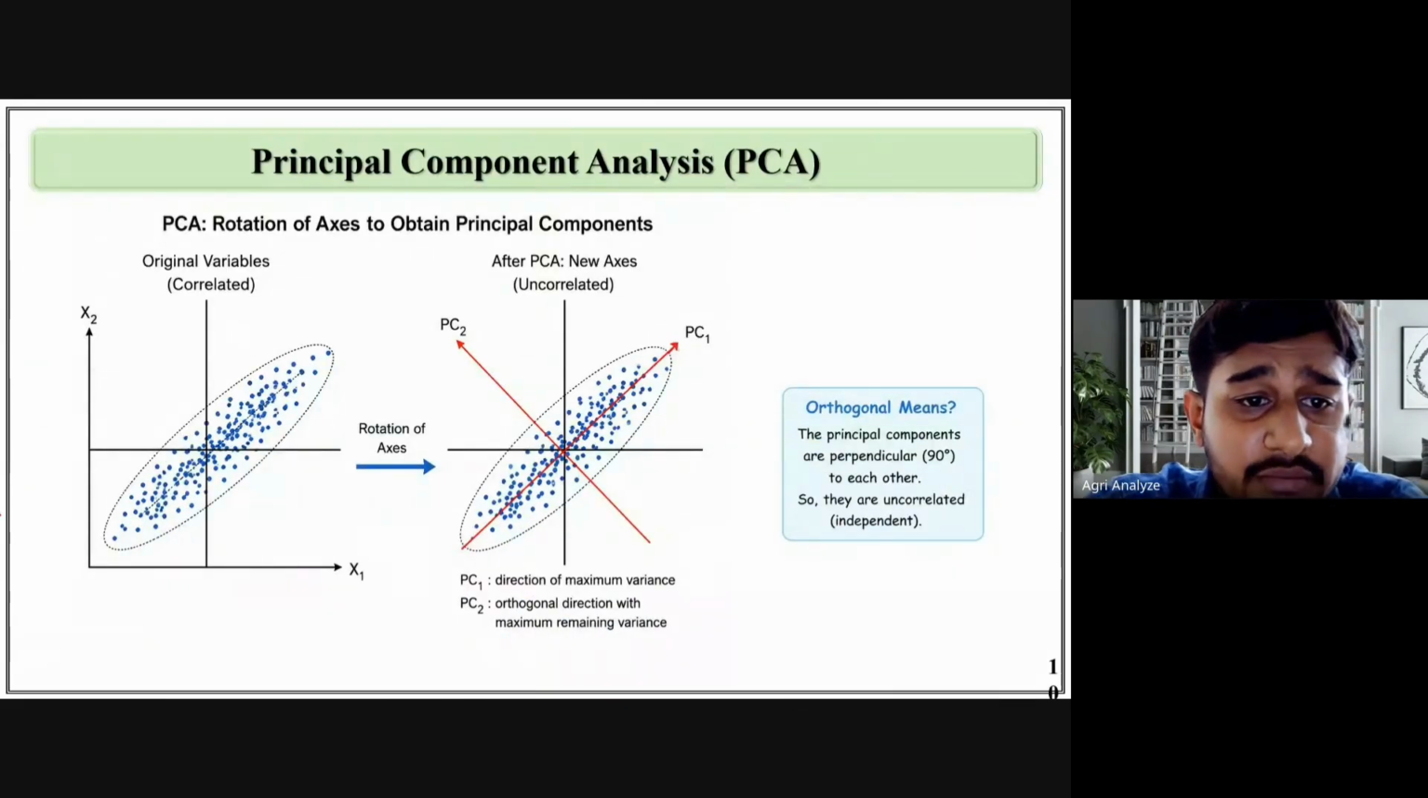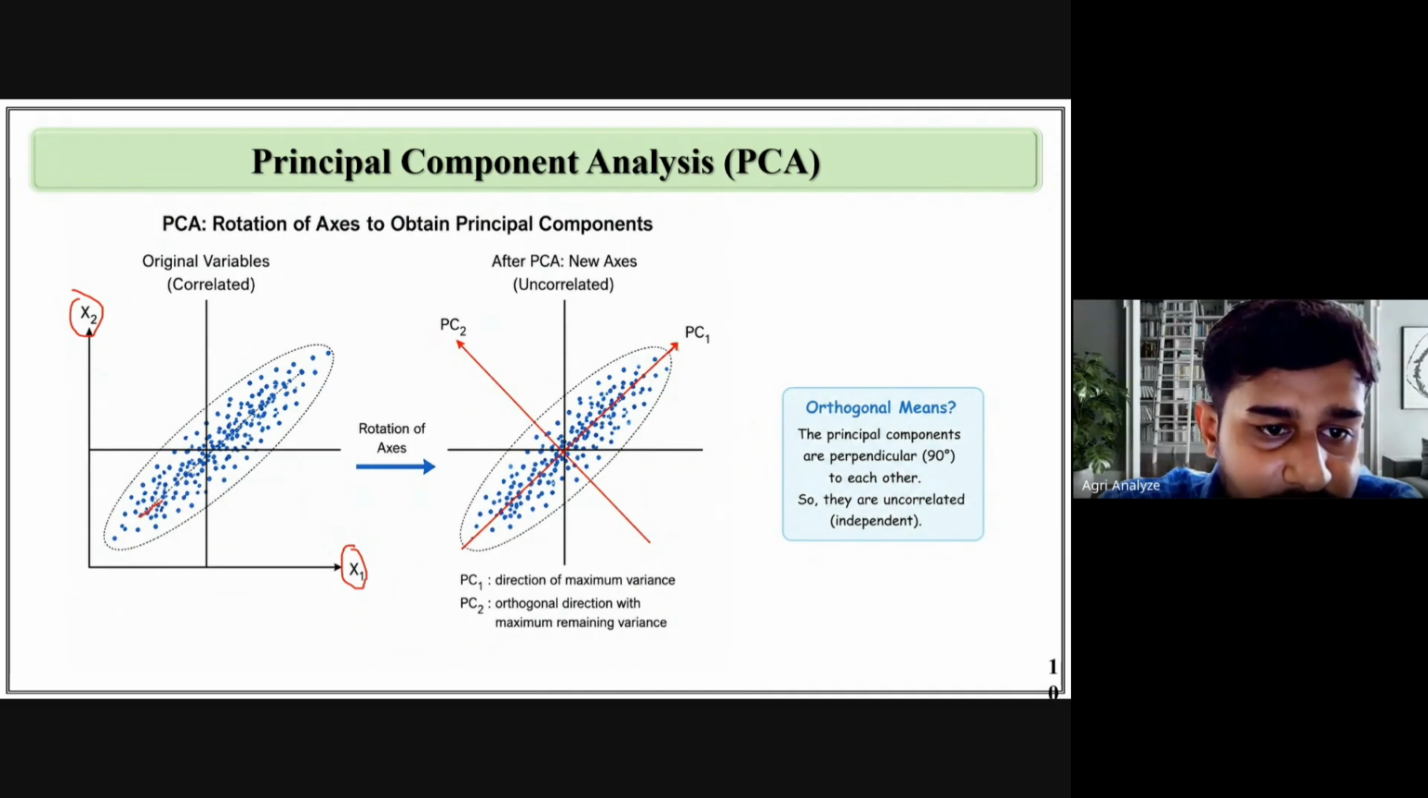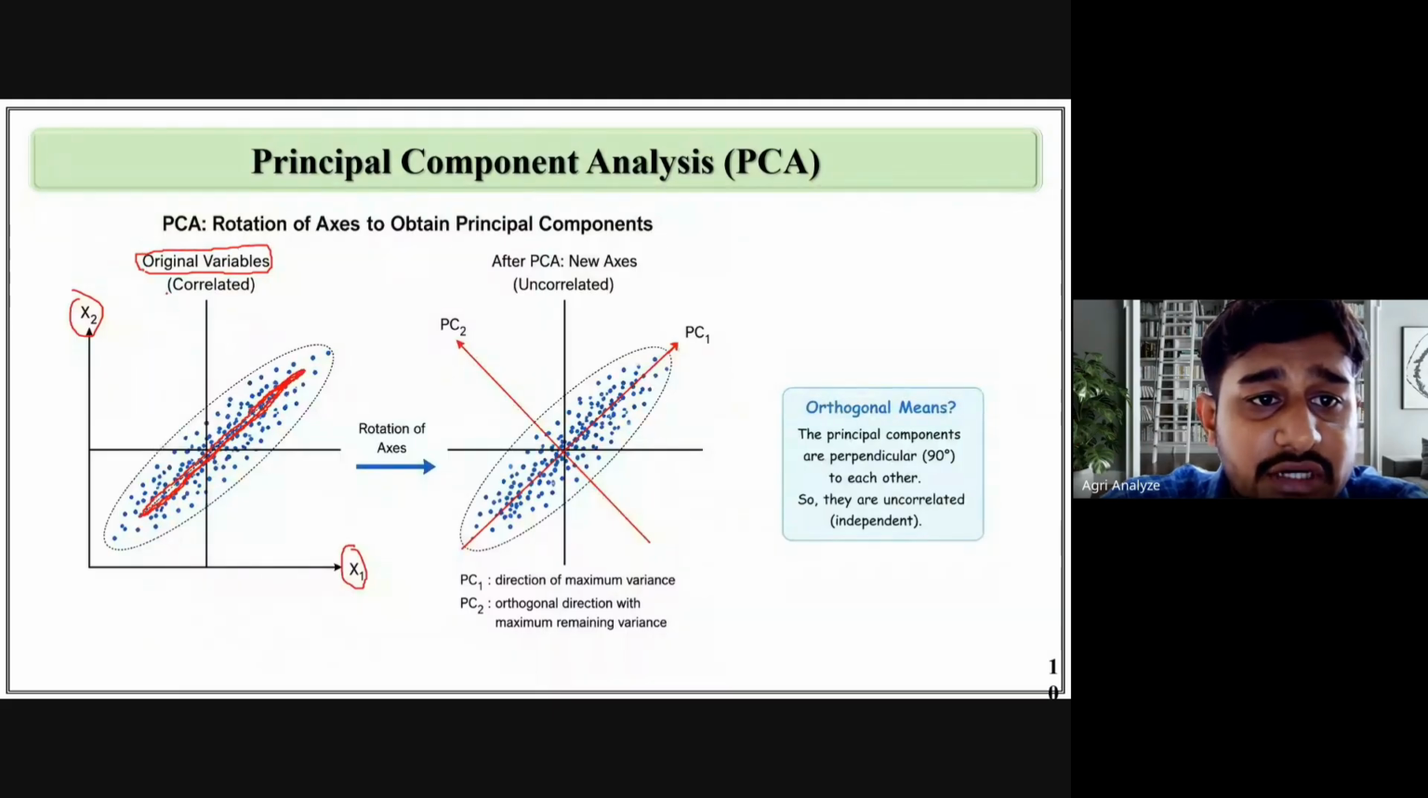So these are our two variables x2 and x1. Both variables have data that looks like this. We saw that they are positively correlated with each other. And this is the trend line of our x2 variable and x1 variable, which shows the pattern of our data. This is the graph for our original variables, which are correlated, because there is a positive correlation between x2 and x1.